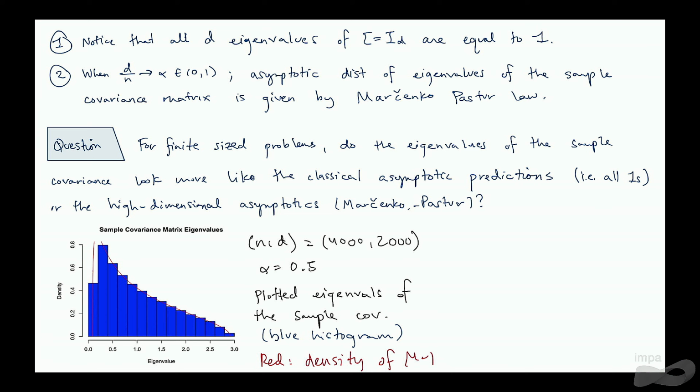of Marchenko-Pastur. So with our classic asymptotics, if this were a consistent estimator of the identity, the covariance from which it's drawn, this would be a spike at 1, but it's clearly pretty well dispersed around 1, right?